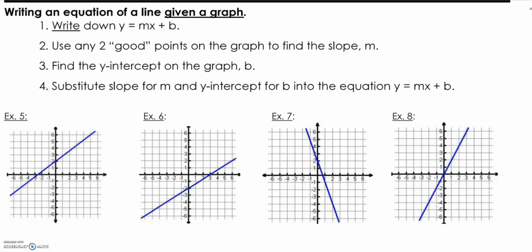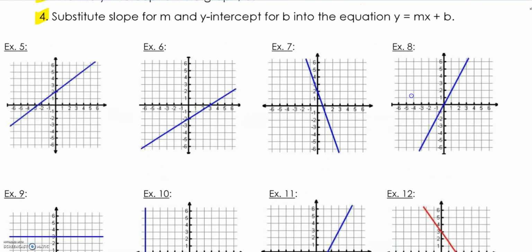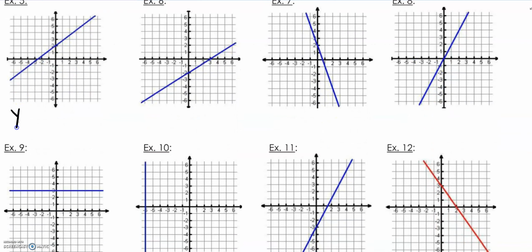Next, to write an equation of a line given a graph. Well, in order to write the equation of a line, I need 2 things. I want my slope and I want my y-intercept. So they give me 4 steps this time in order to accomplish that. Step 1, write down y equals mx plus b. Step 2, use any 2 good points on the graph to find the slope.